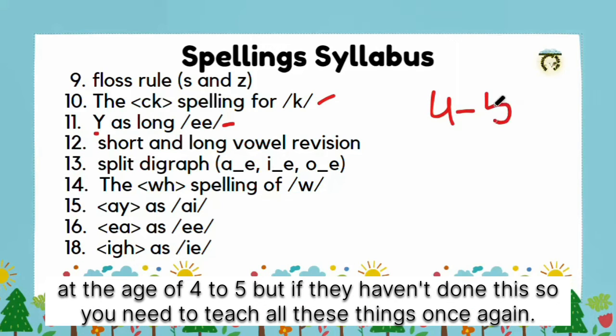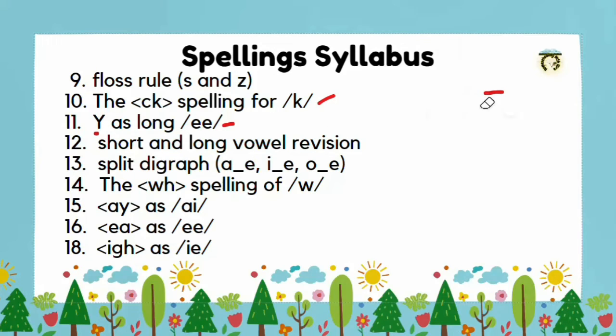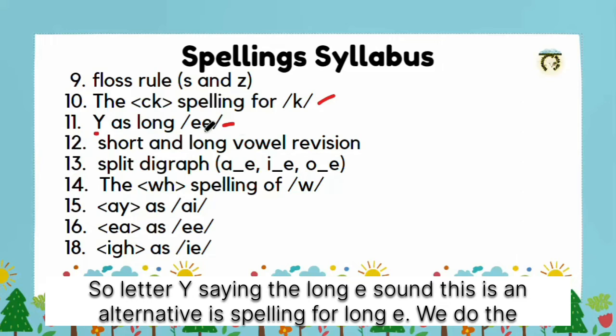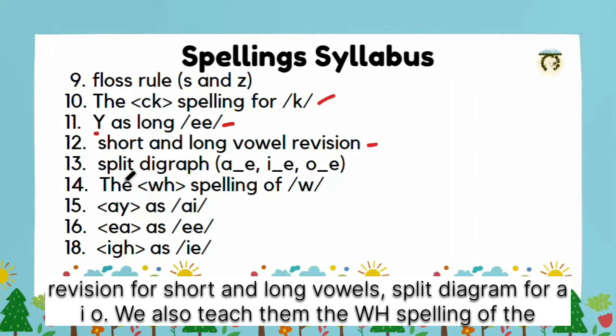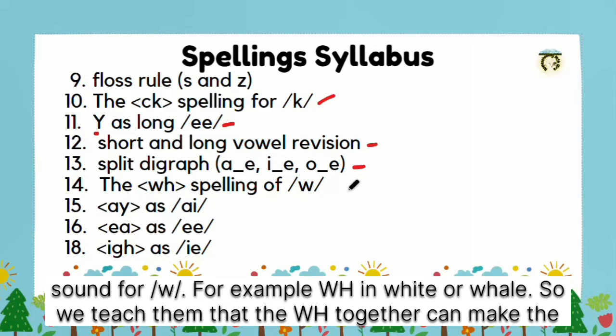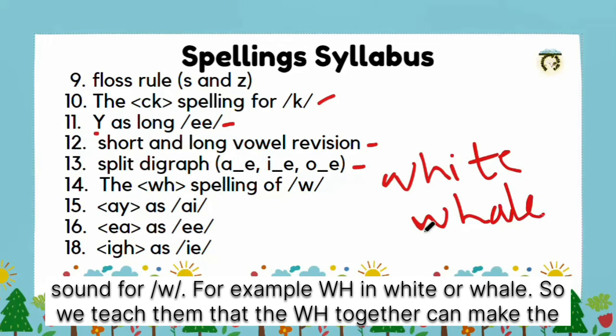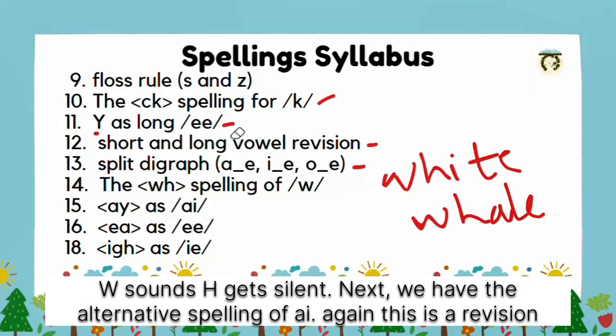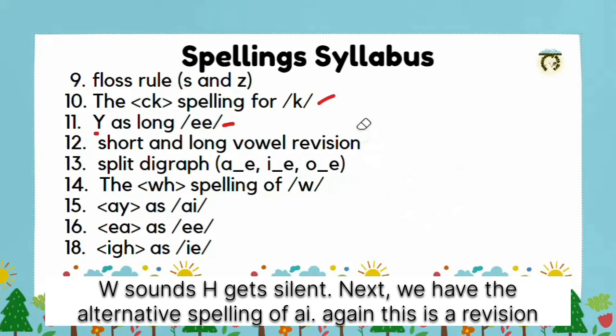But if they haven't done this, you need to teach all these things once again. So letter Y saying the long E sound. This is an alternative spelling for long E. We do the revision for short and long vowels, and split digraphs for A, I, O. We also teach them the WH spelling of the sound, for example, WH in wide or WH in whale. So we teach them that WH together can make the W sound, and H gets silent.